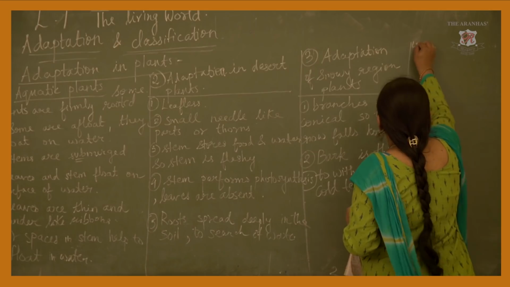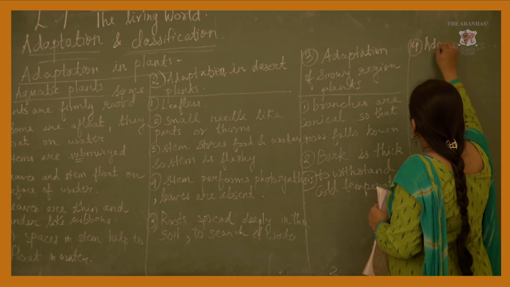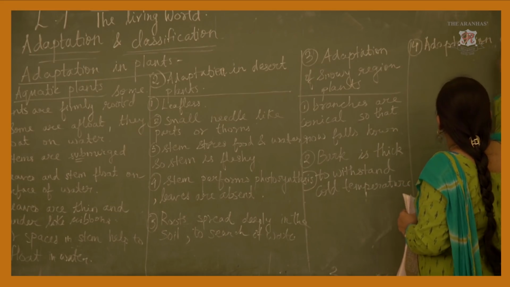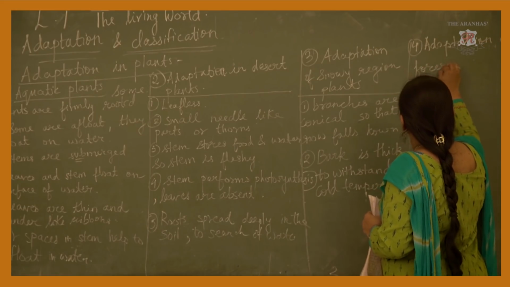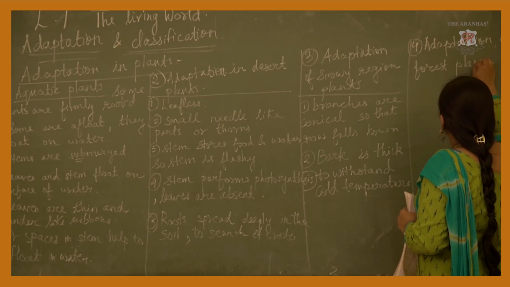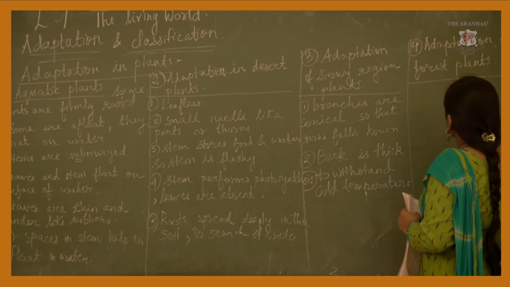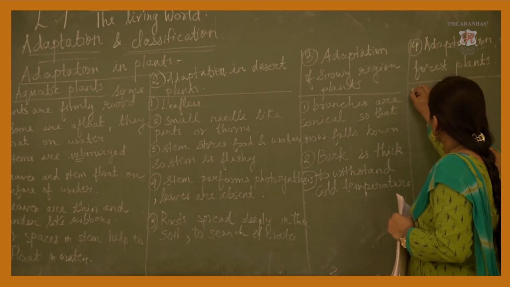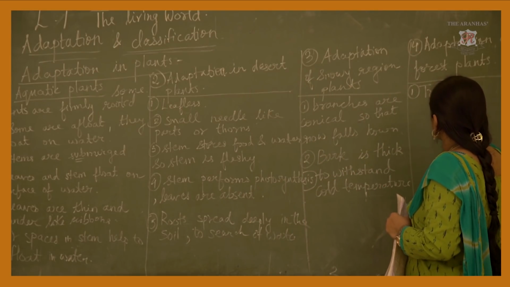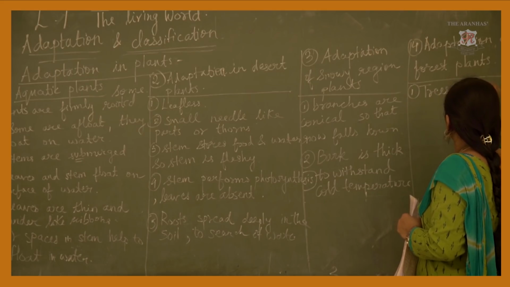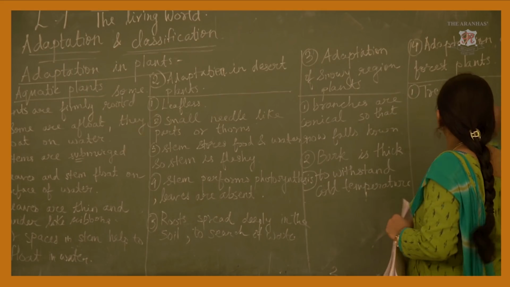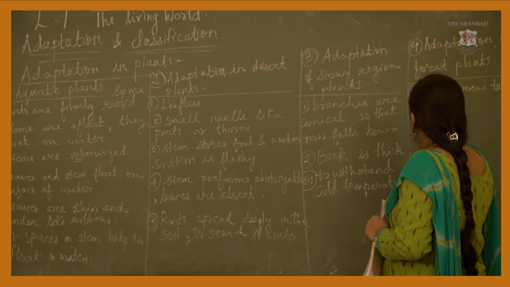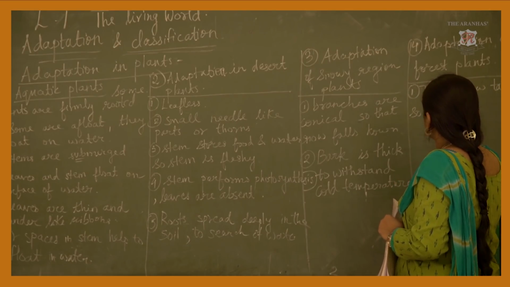Then the next, according to your textbook, is adaptation of forest plants. Now this is very simple. See students, the plants growing in the forest, we call them jungli jhad. So the trees in the forest grow very tall. You must have seen, if you go anywhere and come across a forest, the trees are very tall. Why? So that each and every tree can get sunlight.